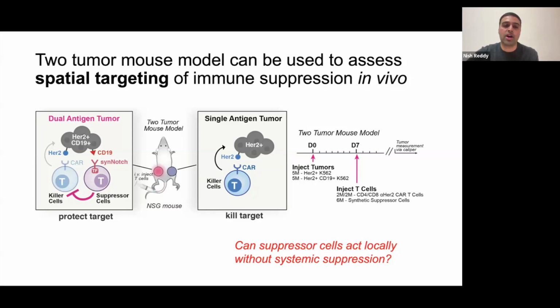So both tumors are under attack by the CAR T cells, and these suppressor cells are only able to recognize CD19, which is on the dual antigen tumor. And so we wanted to see whether these suppressor cells in vivo are able to protect this dual antigen tumor from attack, and whether they could do this without affecting the single antigen tumor.